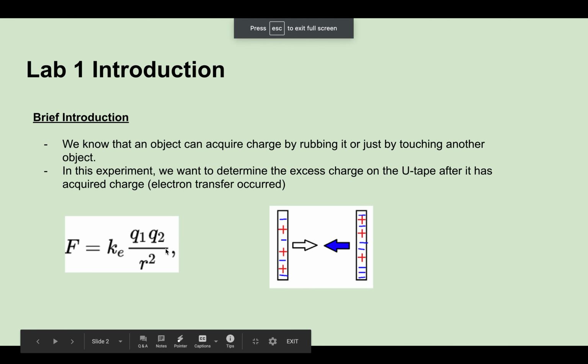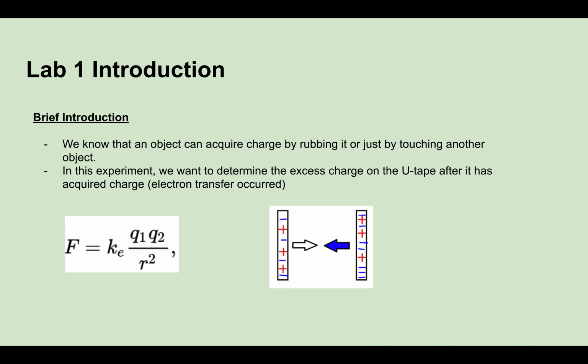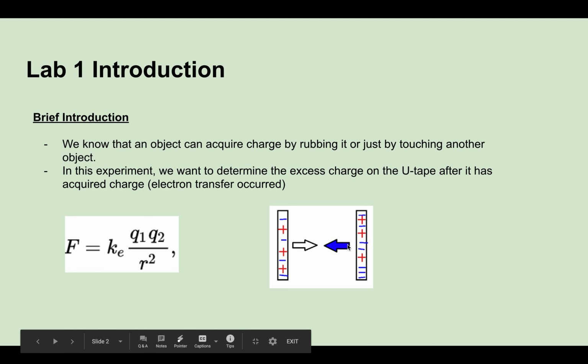Before the lab, we all know that an object can acquire charge by rubbing it or just by touching another object. In this experiment, we want to determine the excess charge on the U-tape after it has acquired charge, which means electron transfer has occurred. Below is the formula I'm gonna use for electric force calculation, and this image shows the interaction between two tapes.